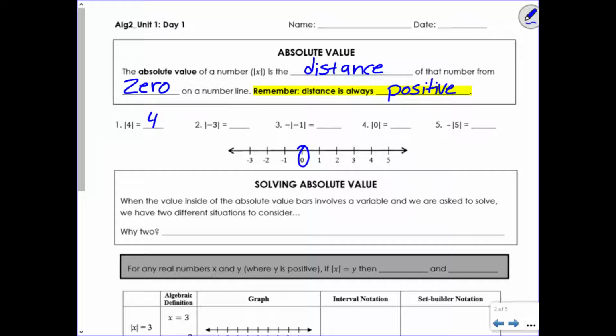How far away from 0 is negative 3? 3. Even though the negative 3 is negative, you still have to count 3 little units in order to get there. It doesn't matter whether you're going right or left, distance is going to be a positive number.